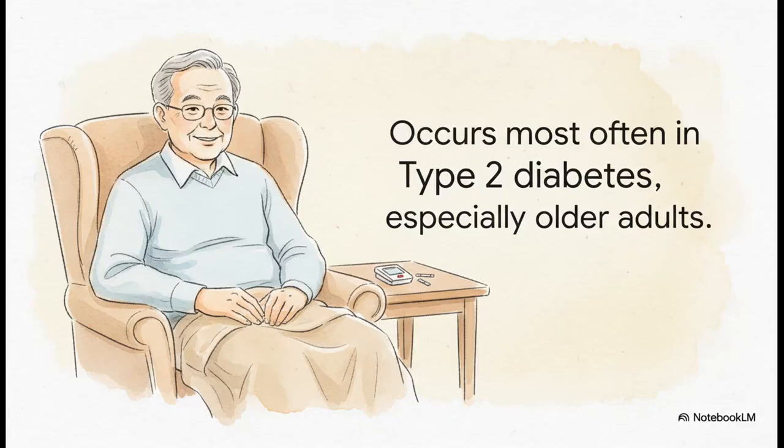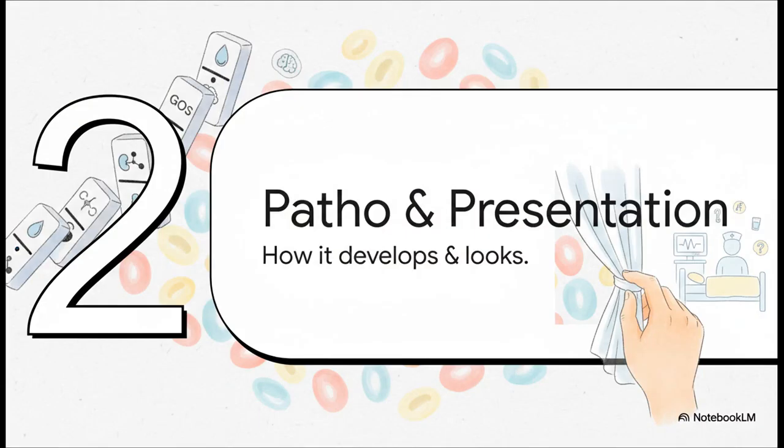And you need to lock this demographic into your brain. When you see a test question about an older adult with type 2 diabetes who is suddenly very sick, your HHS alarm bells should be going off like crazy. This is your classic patient. So now that we know what HHS is, let's trace the dangerous domino effect of how it happens and what you're actually going to see when you walk into that patient's room.